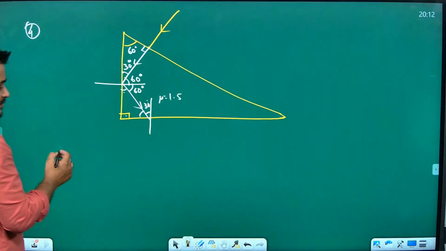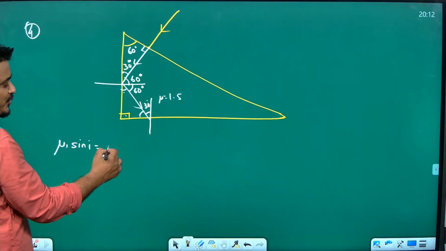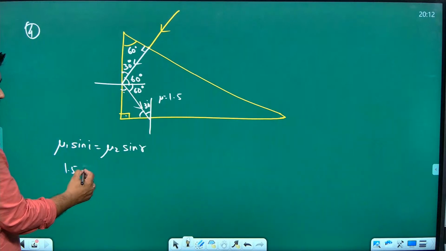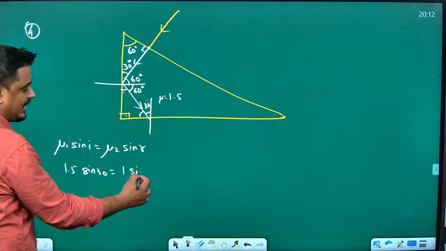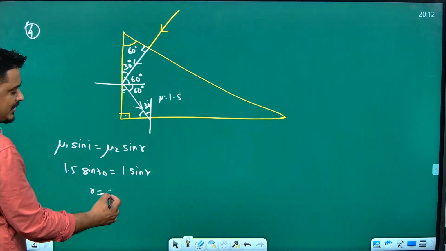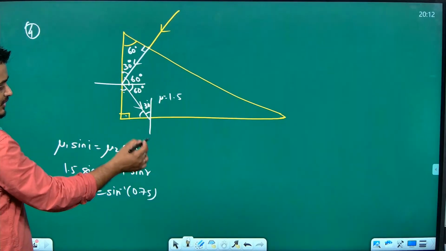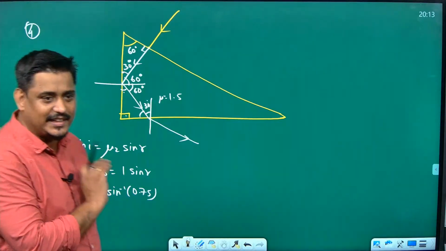So it will become mu1 sine I is equal to mu2 sine R. So mu1 was 1.5, and sine 30 is equal to 1 sine R. If you solve this, R will become sine inverse of what? 0.75. So it will go away from the normal, it will go like this. This is the correct diagram.